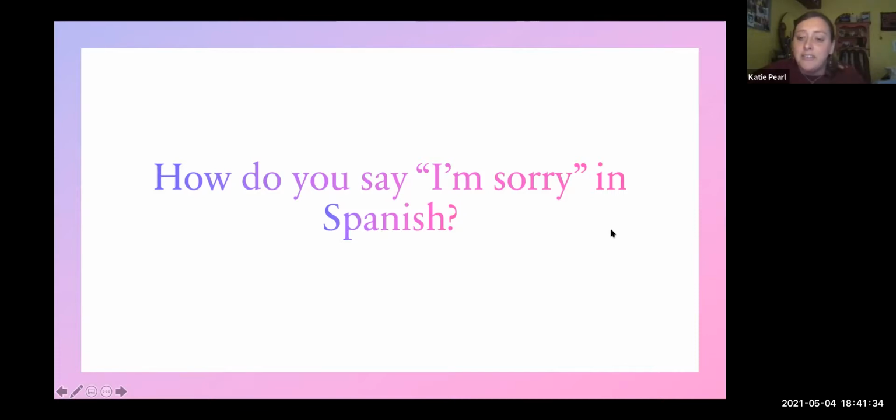And later after the class, the professor pulled me aside and he said, Katie, in that situation, I wouldn't really use lo siento. I would say que pena, which literally translates to what a pain. He said, that's what we use in these situations. And we only really use lo siento if it's a serious type of thing.